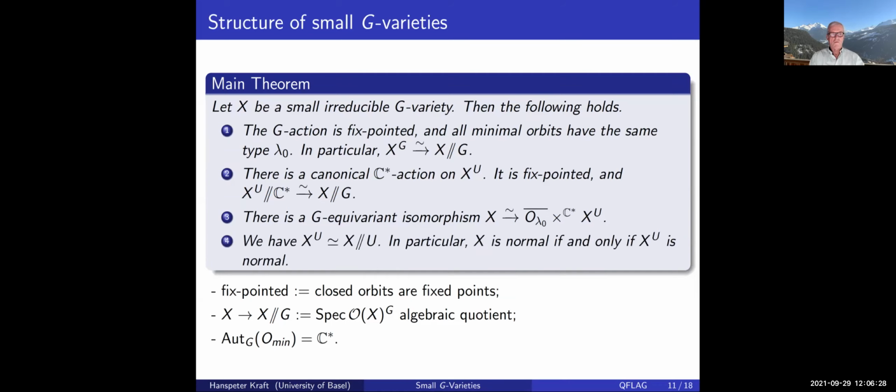Finally, X, the fixed point under XU, is the same as the quotient by U. In particular, this variety X is normal if and only if the fixed points are normal, if and only if the quotient is normal. So the normality can also be read off from XU.